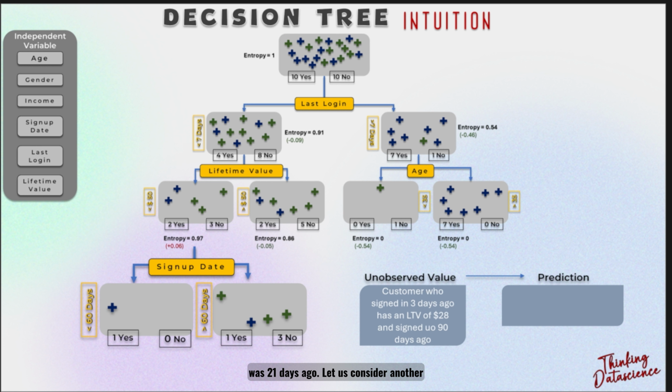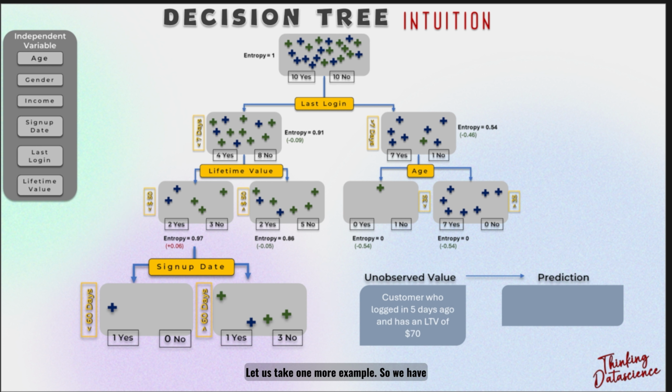Let us consider another example using the same decision tree. Suppose we have a customer who signed up 90 days ago, logged in 3 days ago and has an LTV of $28. We follow the path where we move to the left because the user logged in less than 7 days ago. Then we move to the left again because their lifetime value is less than $50. Their sign up date was greater than 60 days ago, so we move to the right this time, and this is the leaf node, and we can see that 3 out of 4 people did not churn. Therefore, our prediction is that the subscriber will not churn.